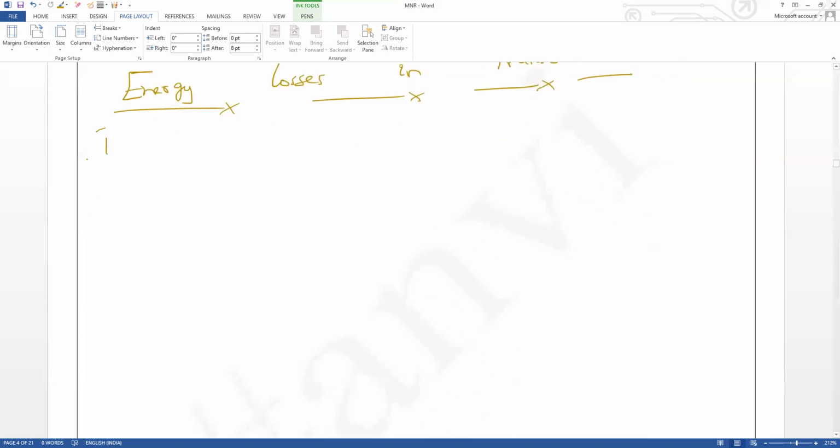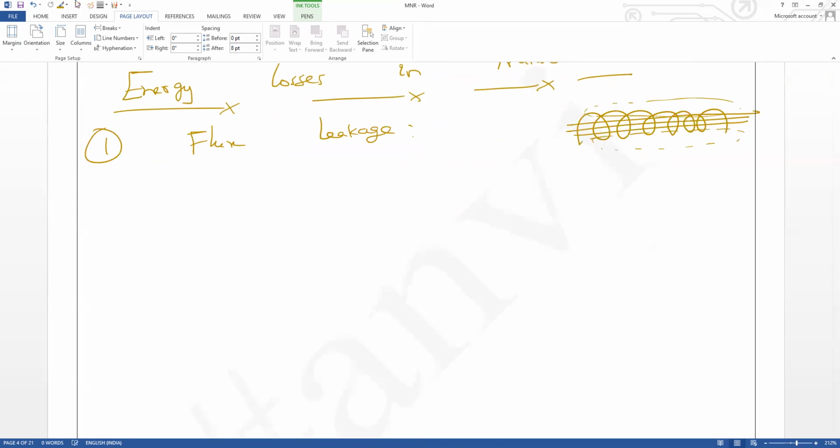The first reason is flux leakage. If this is the solenoid, is the entire magnetism only passing inside, or is there a loss of energy? You might be checking. Flux leakage. Everybody, do you remember it will be similar to the bar magnet? Yes or no, guys? So there is a flux leakage inside the transformer.